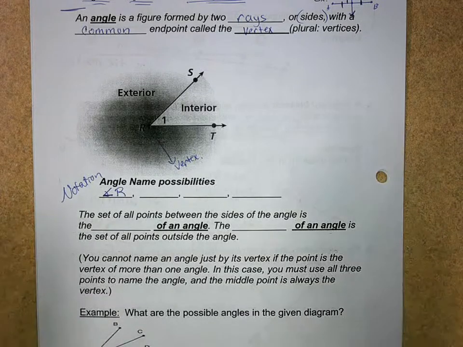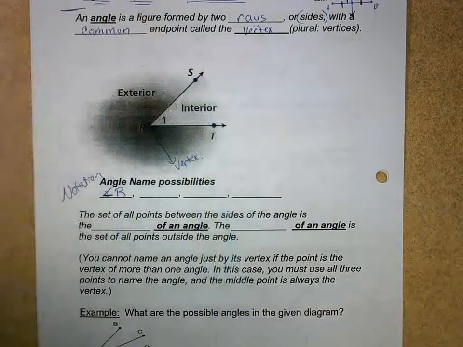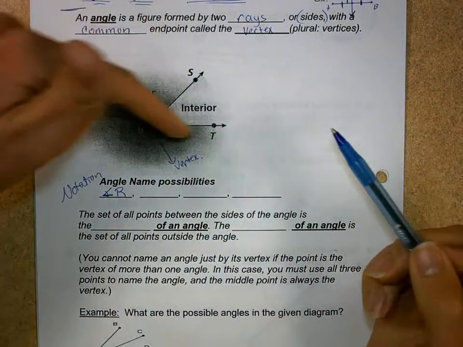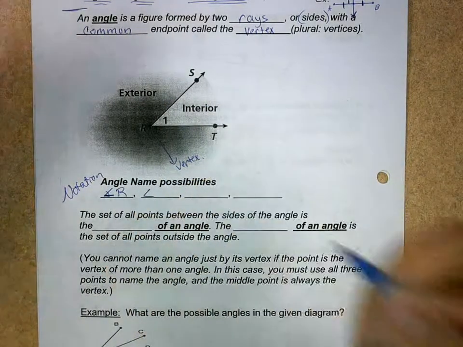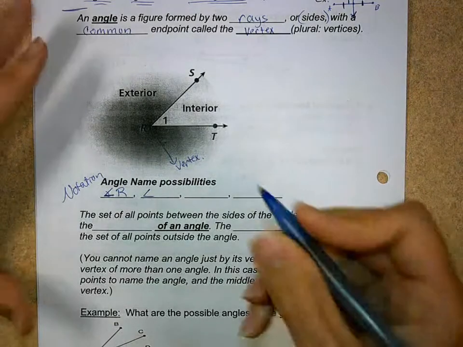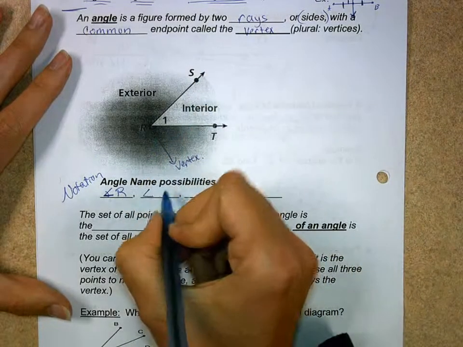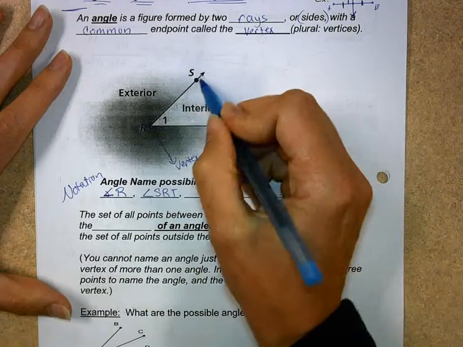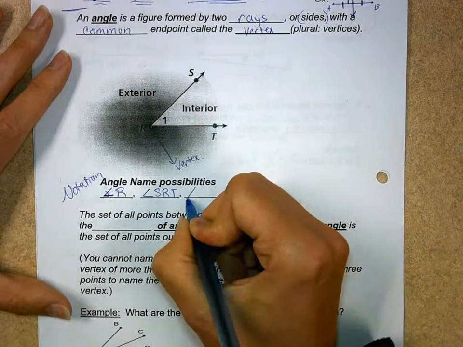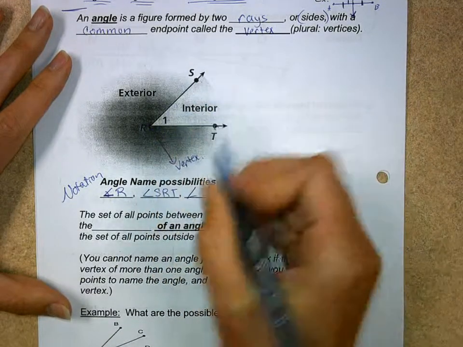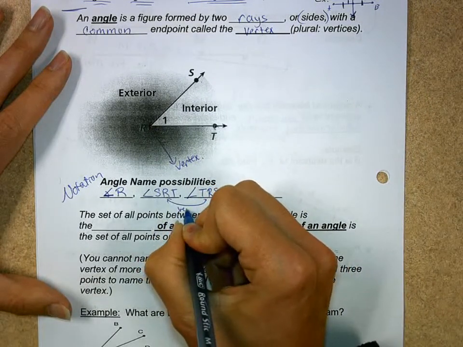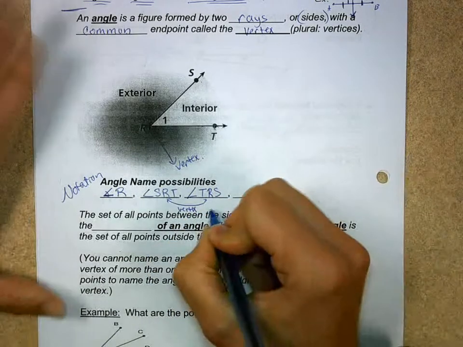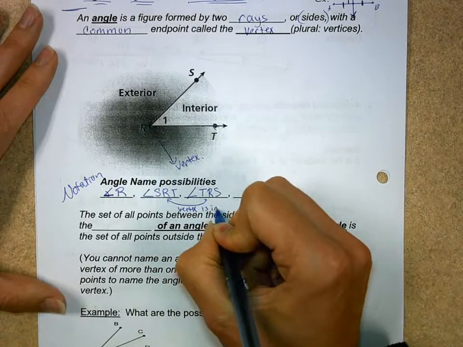Now, we also can play connect the points. When you name it, you want to connect the points to form the figure that it is. So one way of naming it, but you always, always, always have to have the vertex in the middle. You can go S, R, T, from S to R to T. Then we have our other angle, T, R, S. And understand, the vertex, the common endpoint, is in the middle.